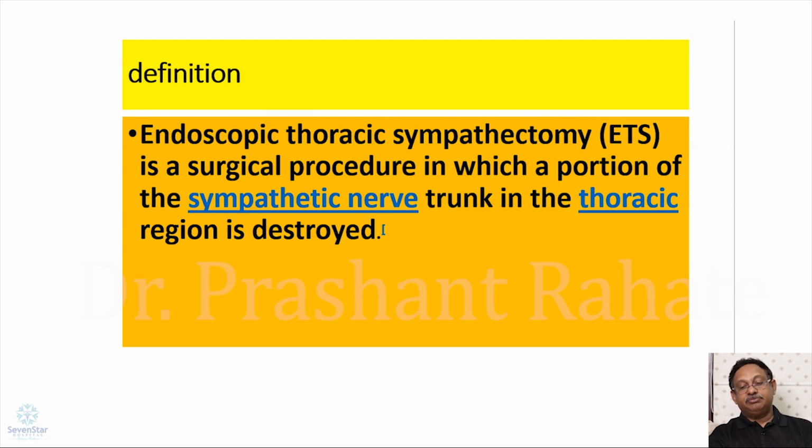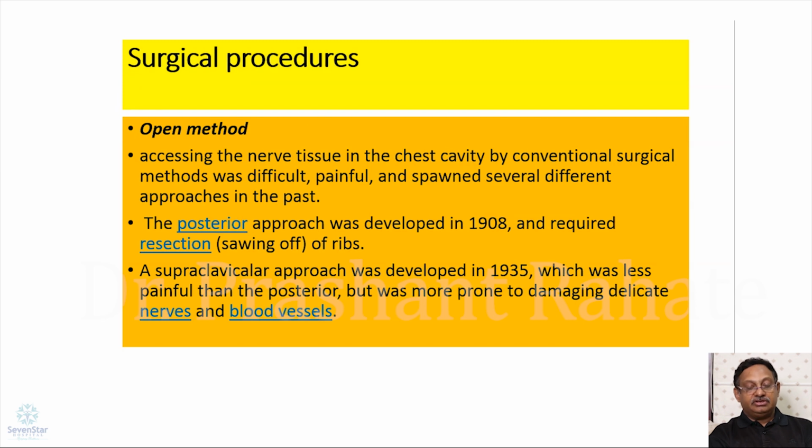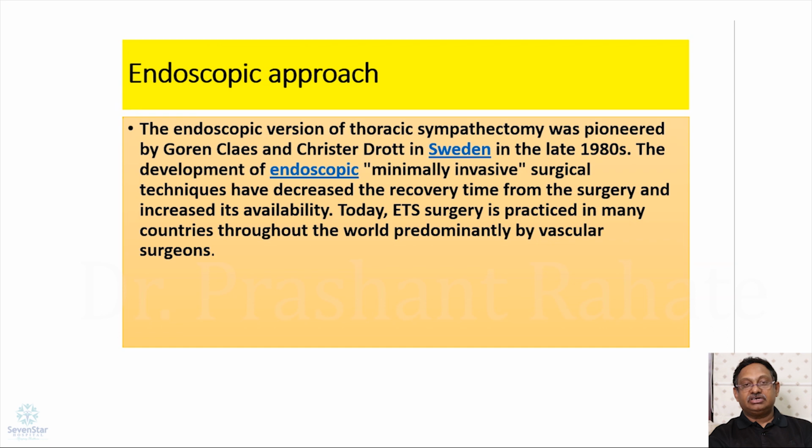The endoscopic thoracic sympathectomy is a surgical procedure in which a portion of sympathetic nerve trunk in the thoracic region is destroyed. It can be done by open method or by the endoscopic method. Accessing the nerve tissue in the chest cavity by conventional surgical method was difficult, painful and spawned several different approaches in the past. The posterior approach was developed in 1908 and required resection of the ribs. A subclavicular approach was developed in 1935, which was less painful than the posterior but was more prone to damage delicate nerves and blood vessels.